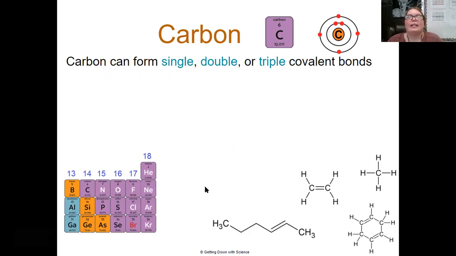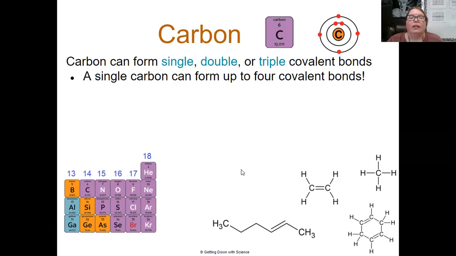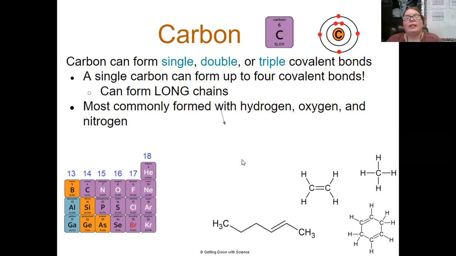So carbon can form single, double, or triple covalent bonds, okay? So a single carbon atom can form up to 4 bonds. Sometimes those bonds are with other atoms, sorry. Sometimes it's with itself. Sometimes it makes really long chains. So most commonly they form covalent bonds with hydrogen, oxygen, and nitrogen. So you can see in the examples down below, a lot of those are carbon and hydrogen. There's not even a whole lot of oxygen in there. That's why they call gasoline typically a hydrocarbon, because there's a ton of hydrogen and a ton of carbon.